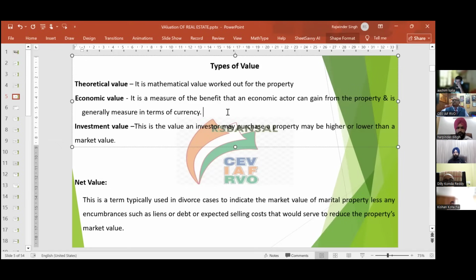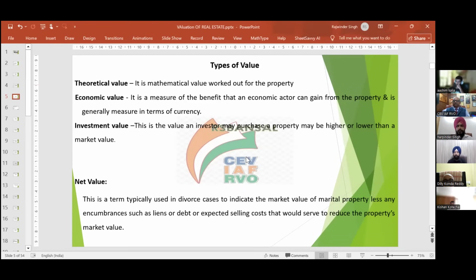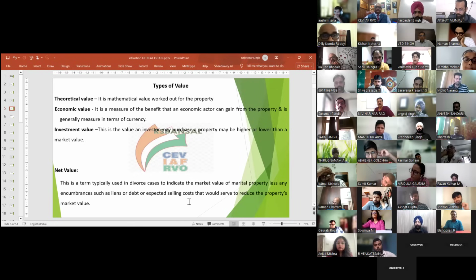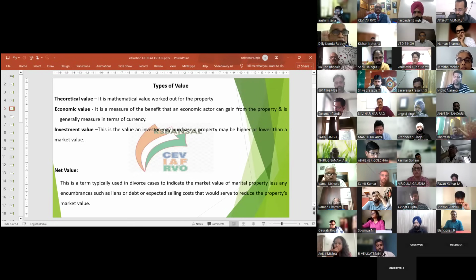The next is net value. So what is net value? This is basically used in court cases, especially in case of divorce cases. There, the value which is used is net value. So what is net value?